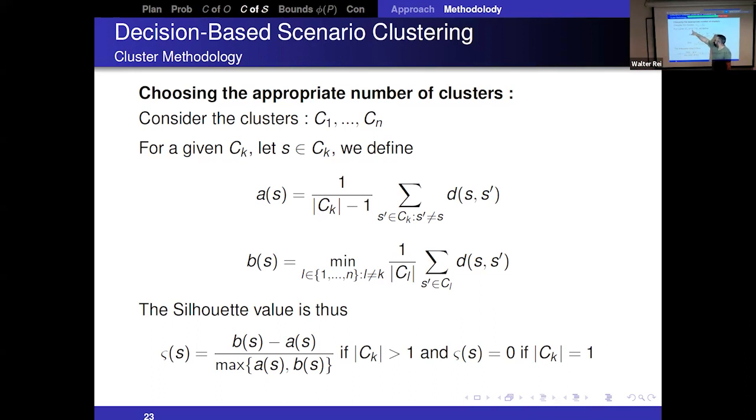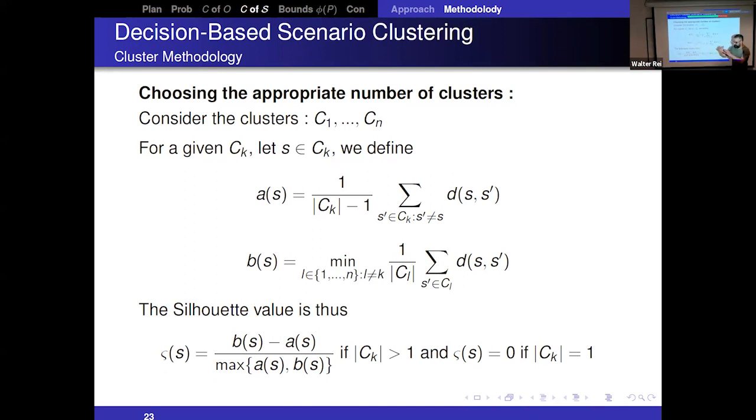So you take a scenario S. Let's say S is in a cluster CK. Okay? So it was put in a given cluster. Again, it doesn't appear anywhere else because we're building a partition. And then you measure these two quantities here, AS and BS. AS is summing up the dissimilarity between the scenario S and all scenarios S prime that are in CK. So you're considering all these scenarios that are within the same cluster, again divided by, you're normalizing the value here.